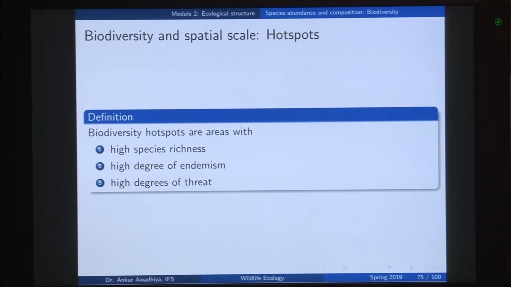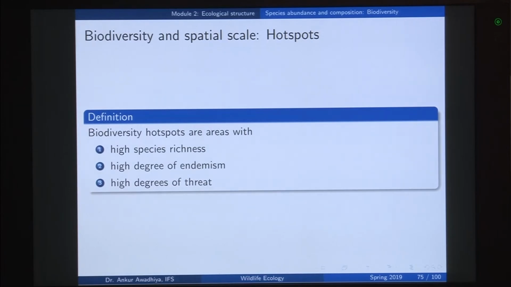For instance, in the case of South America, we have a fungal disease called the chytrid disease that is exterminating the populations of frogs. So, a number of species of frogs from that area are getting extinct. So, we will say that those spots in South America have a very high degree of threat.